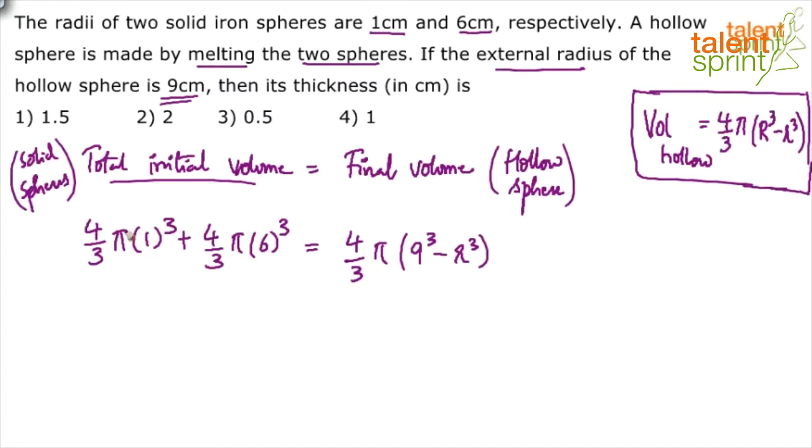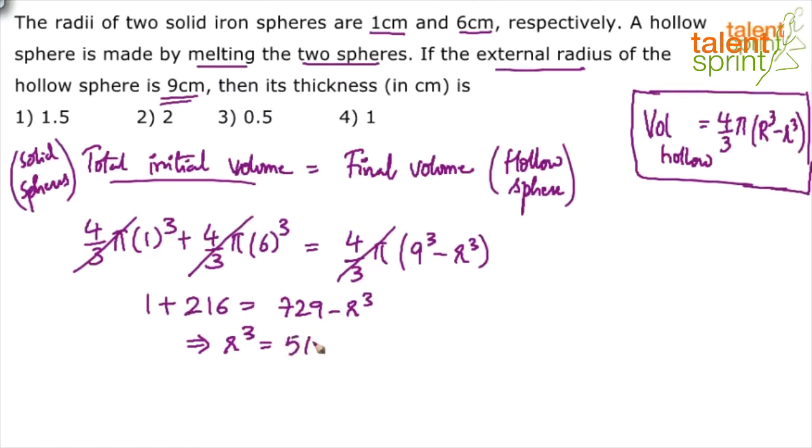Okay, so simplify. What happens? 4 by 3 pi gets cancelled on both the sides. We are left with 1 plus 216 equals 9 cube, which is 729, minus r cube. So what is r cube from this one? R cube is 729 minus 217. So that comes out to be 512. If r cube is 512, r would be 8.